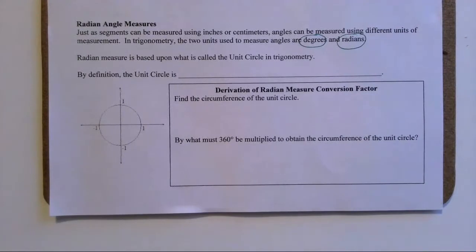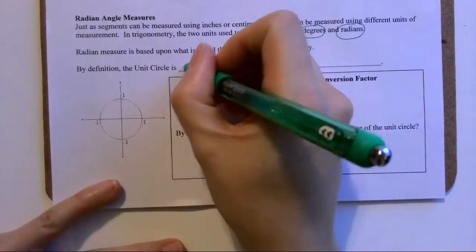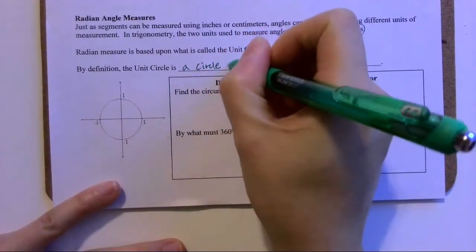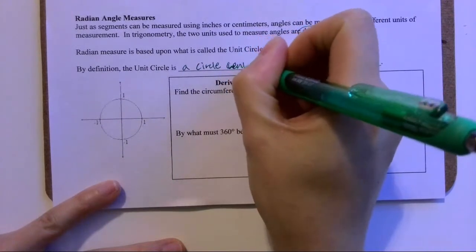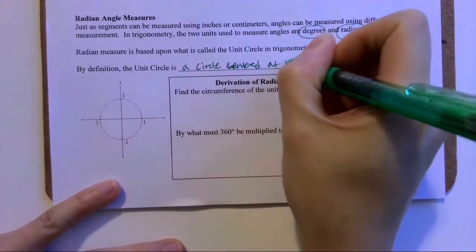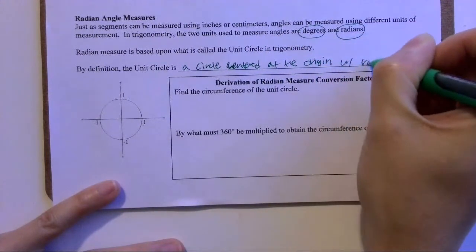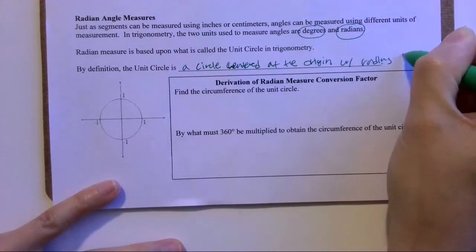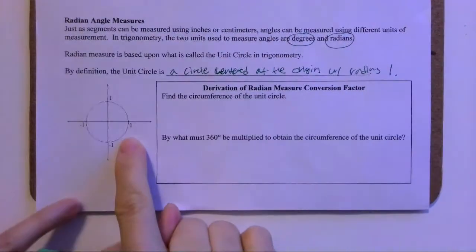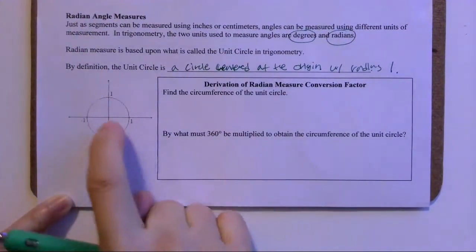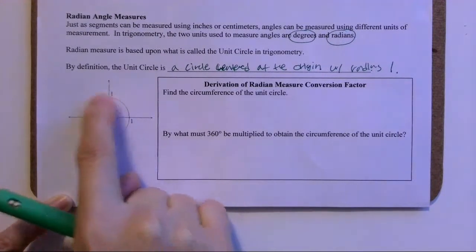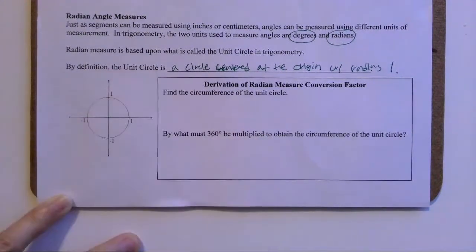Okay? By definition, the unit circle is a circle centered at the origin with radius 1. And there's a picture of the unit circle. Notice it has a radius of 1, center at the origin on the plane. Perfect. All right.